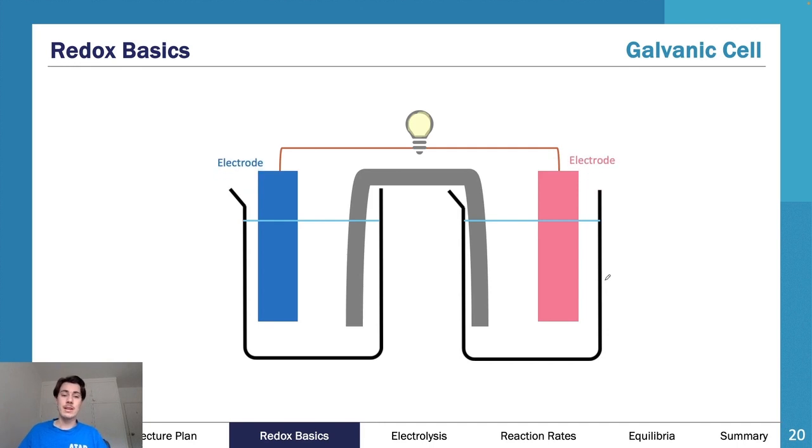What's really important about a galvanic cell is that it has 2 electrodes. It has an external circuit. It has 2 solutions or 2 beakers, and it has a salt bridge. They are the most important things you must have in your galvanic cell.